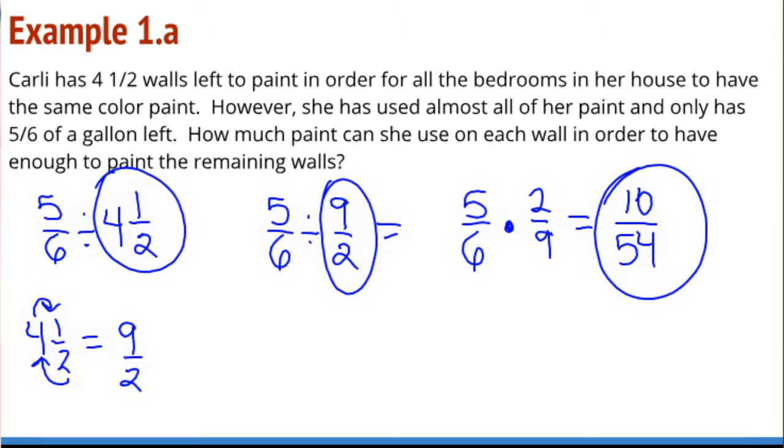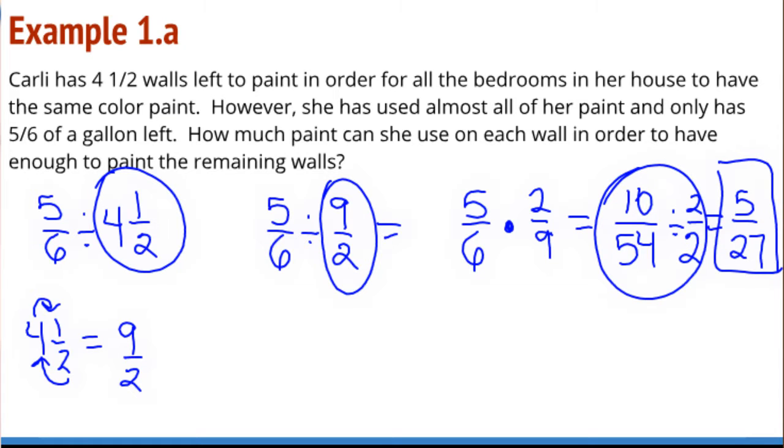Now, some people are going to be saying, but the fraction isn't in simplest form. You're right. The 10 and the 54 are both divisible by 2, so I can scale that down and have 5/27. So each wall is going to have 5/27 of a gallon.